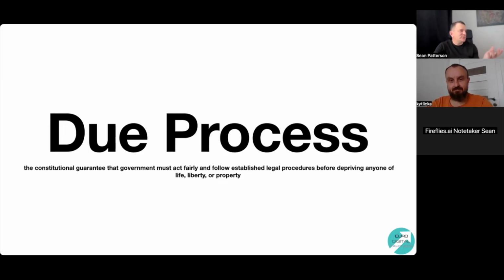I wonder if you want to read the definition, if it's not too small for you. It's a constitutional guarantee that the government must act fairly and follow established legal procedures before depriving anyone of life, liberty, or property. Yeah. So something like a fair process.